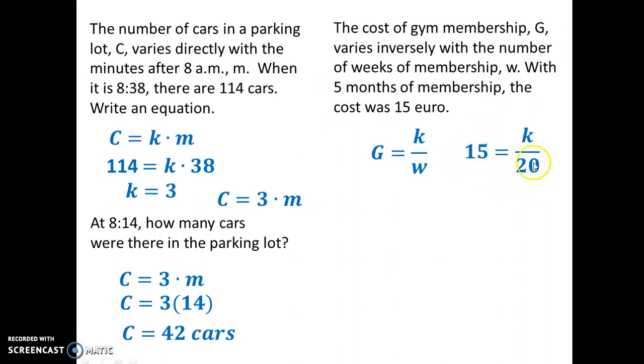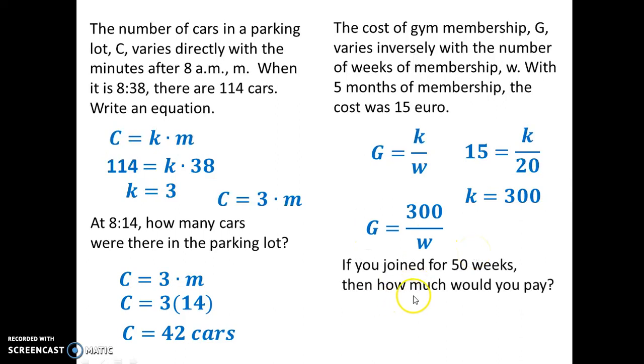So membership is 15, 20 weeks. You have these numbers, 15 times 20 will give you your k value, which is 300. So now this model for this situation should be G equals 300 over W. This is now our constant value, and now we have an equation where we can plug in G or W to solve. So if you joined for 50 weeks, how much would you pay?